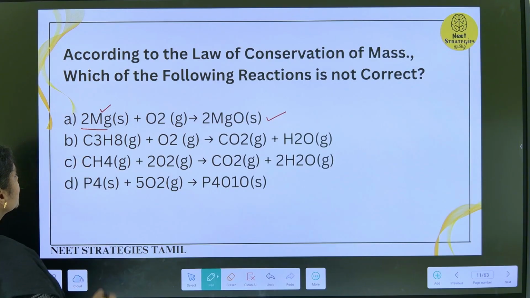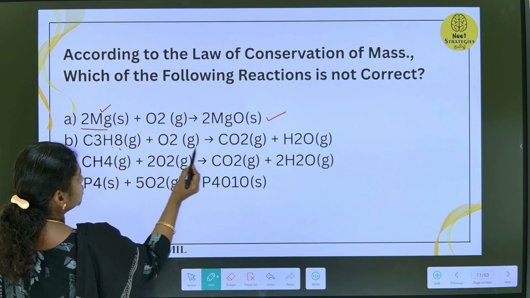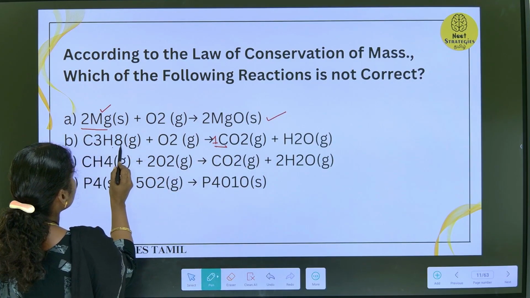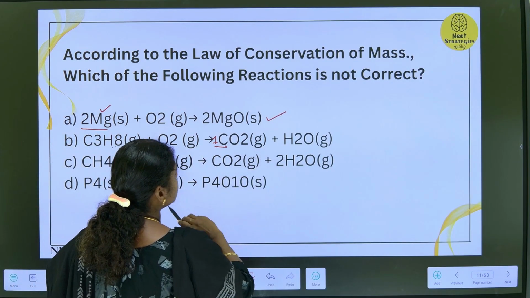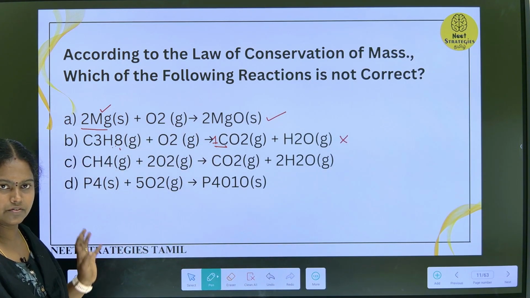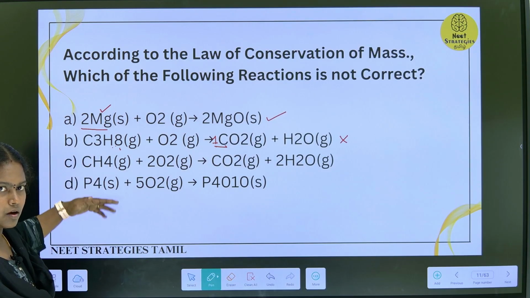The next one is C3H8 plus O2, but here there is only one carbon. Then for hydrogen, there are 8 hydrogen, but only 2 hydrogen on the other side. So that also does not follow the law of conservation of mass. Still, we will check all the options.